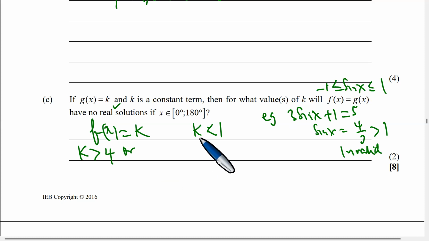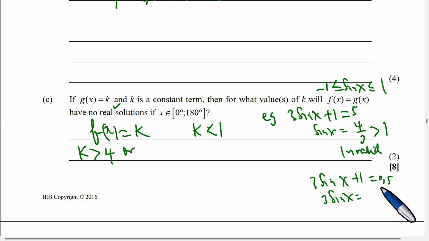If it's smaller than 1, like 0.5, you put 0.5 here: 3 sine x plus 1 is 0.5. Let's see what we get. Which means the sine of x is minus 0.5. Let's see what we are getting there if that is the case. So if you have less than 1, you would have the sine of x being minus 1 over 6.